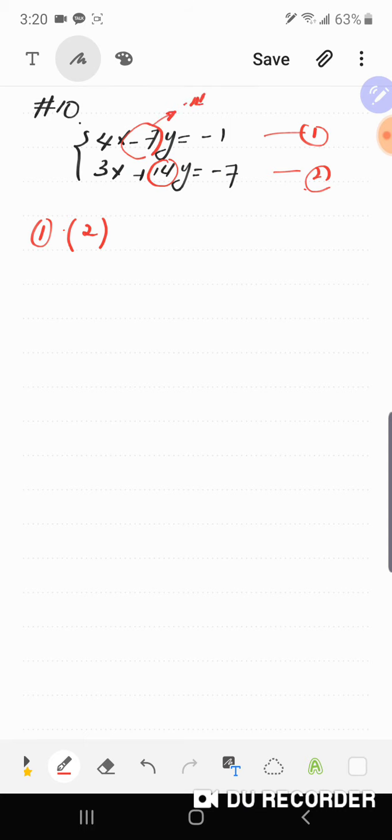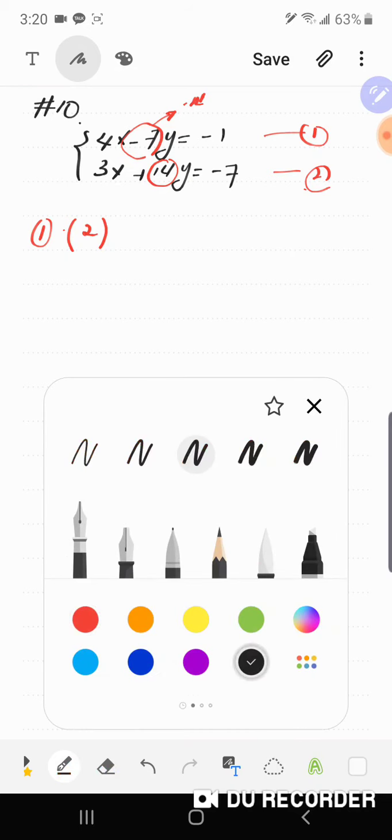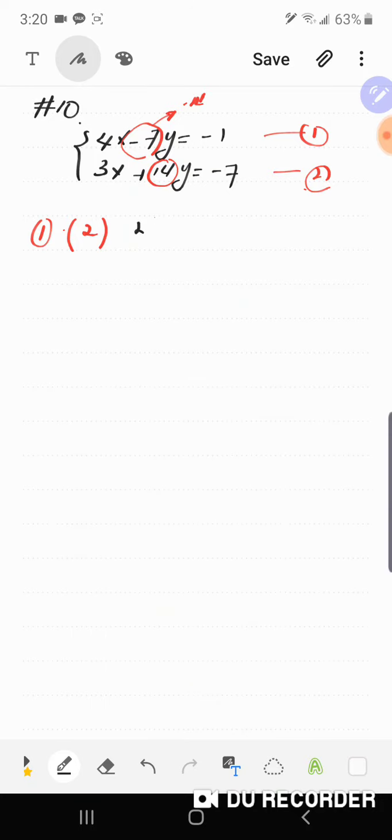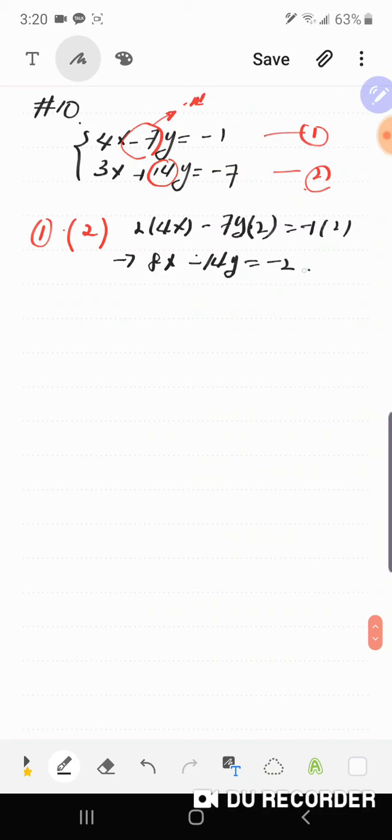Negative 14. Okay, so let's multiply the first equation by 2. So 2 times 4x minus 7y times 2, right? And negative 1 times 2.